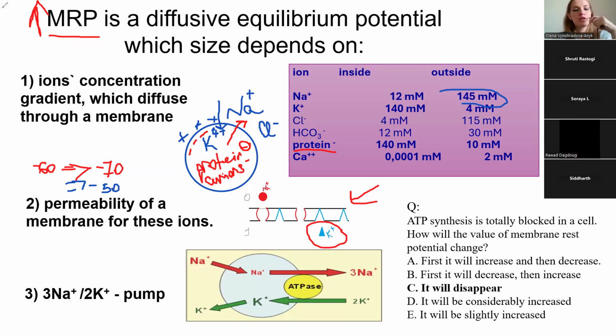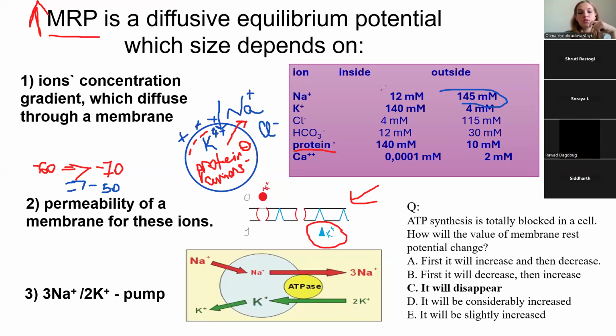And the third factor that is important for MRP creation is the work of the pump. The sodium potassium pump is working all the time inside of our excitable structures, and here we should say that this is a special pump, an electrogenic pump.